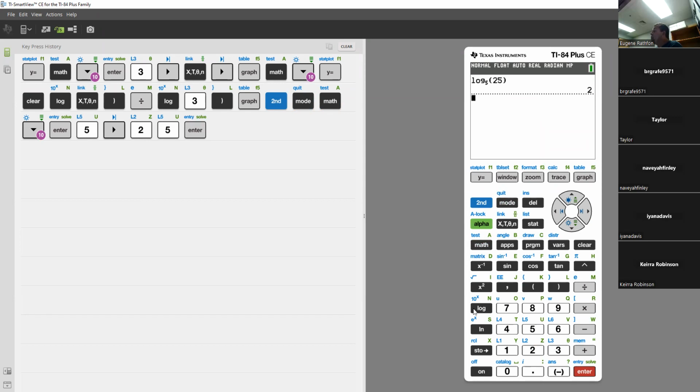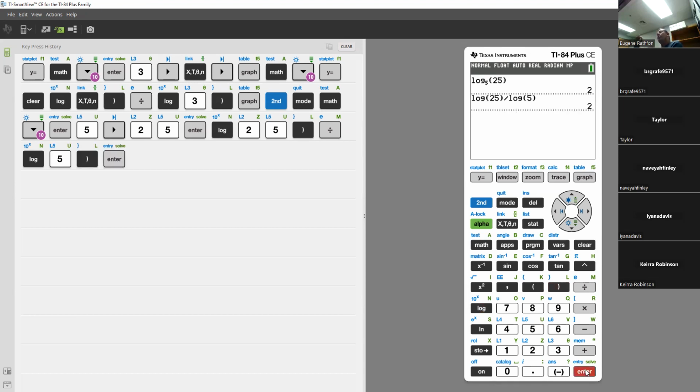Older calculators, remember, you use this log that's by the 7 up here. Remember, do the log of the result, which is 25, close parentheses, and then divide that by the log of the base, which was the 5. And then when you hit enter, you're still going to get 2 no matter which way you do that, okay? So remember, newer calculators do it the first way. Older TI-83s and some of the older TI-84s, you got to do it the way I did it that second time.